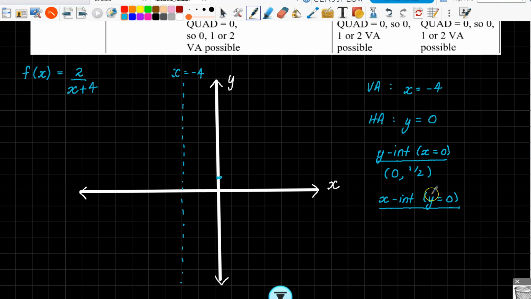Now your x-intercept is when y is 0, so we're solving 0 equals 2 over x plus 4. How do we solve this? Get rid of the divide by x plus 4, we multiply, and anything times 0 is clearly 0. So we're left with 0 equals 2, which is impossible, so therefore no x-intercept. Of course, you could get all of this just from your graphics calculator, but it's nice to know. So we're going to draw our arc, and we'll take a nice smooth curve.